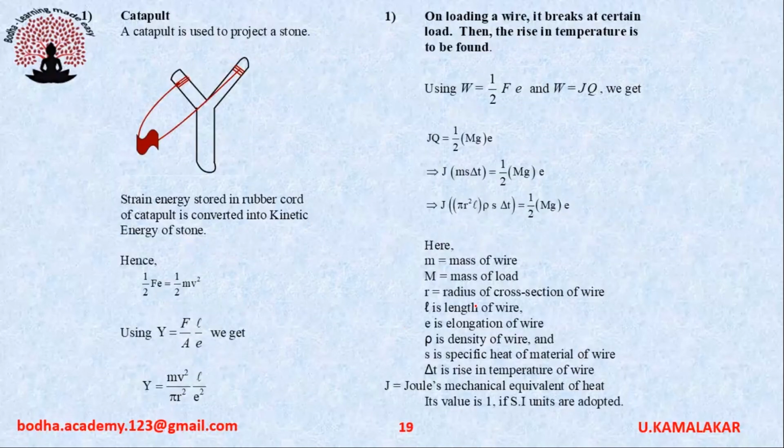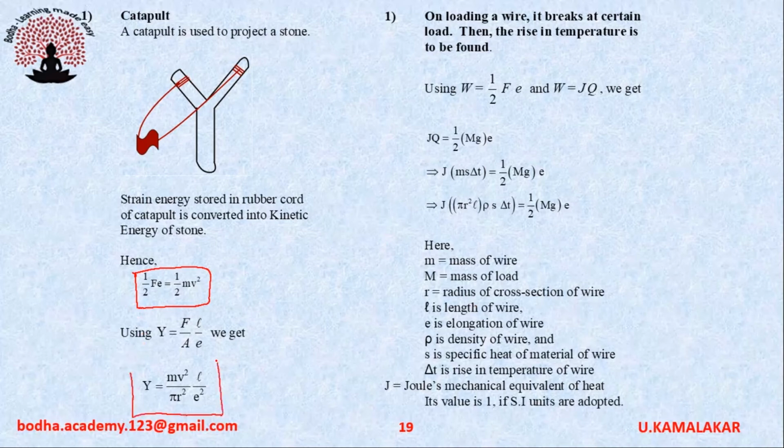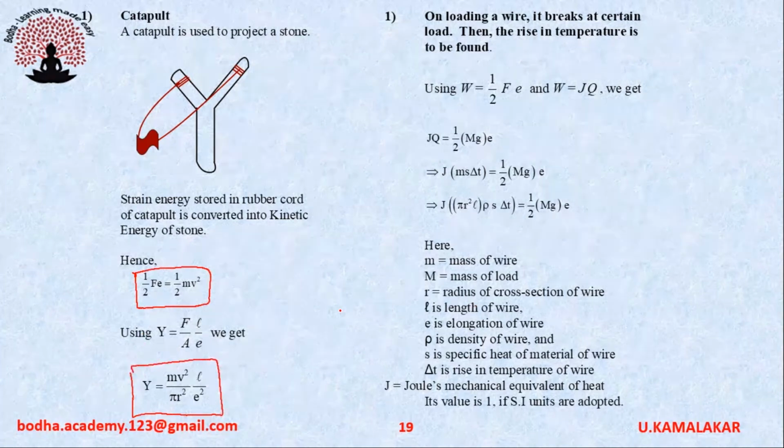Next topic. A catapult is used to project a stone. Strain energy stored in rubber cord of catapult is converted into kinetic energy of stone. Hence, half Fe is equals to half mv square. Using Y is equals to F by A into L by E, we get Y is equals to mv square by pi r square whole thing into L by E square.